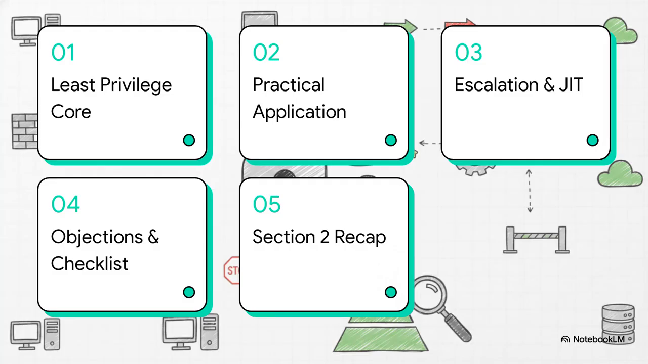Okay, here's our game plan for this explainer. We're going to start granular with the core rule in part 1, the least privilege principle. Then, part 2 is all about applying that practically. Part 3 will tackle the very real threat of privilege escalation and a modern solution called JIT access. Part 4 covers how to handle common objections, plus a really handy implementation checklist. And finally, we'll wrap up by zooming out for a quick recap of our entire cybersecurity toolkit.